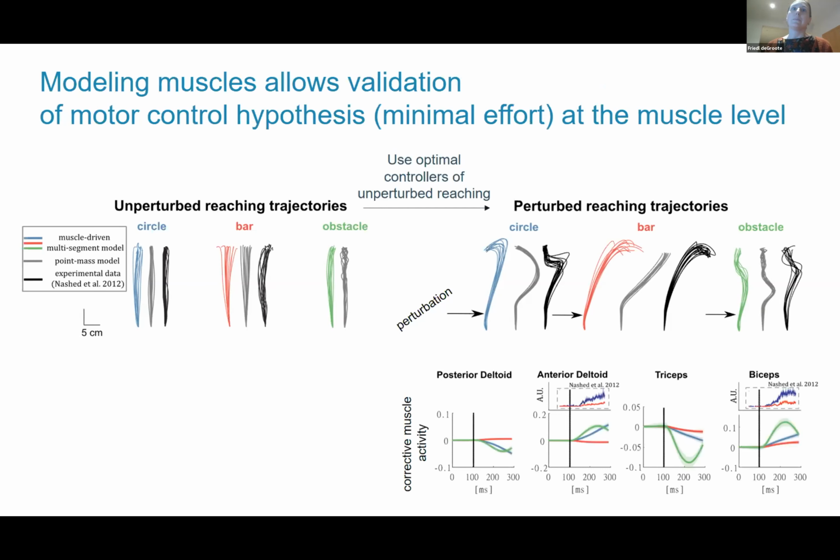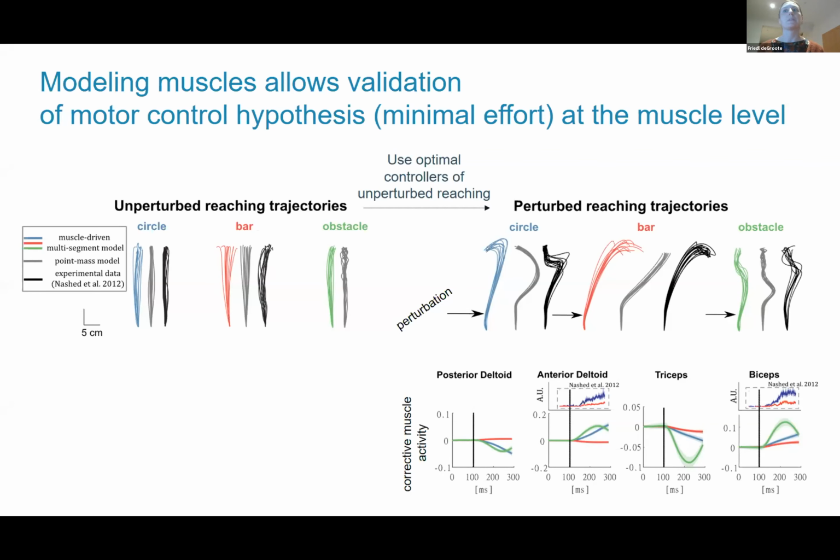But because we modeled muscles, we can also evaluate corrective muscle activity. Here this corrective muscle activity is shown for the four muscles in our model. Experimental data was only available for the anterior deltoid and biceps in the circle and bar conditions. But you see that our model prediction that corrections are larger in the circle condition, in blue here, than in the bar condition, in red here, is in agreement with experimental data.